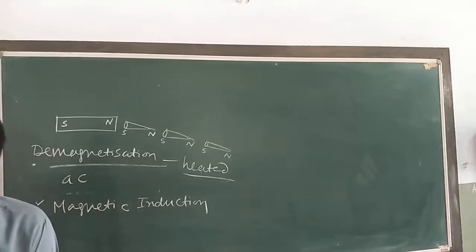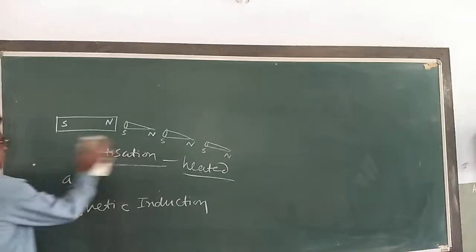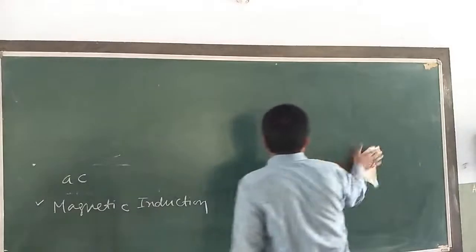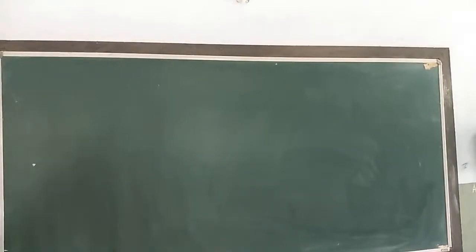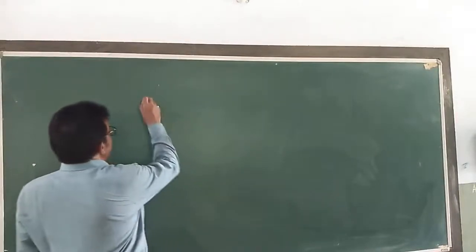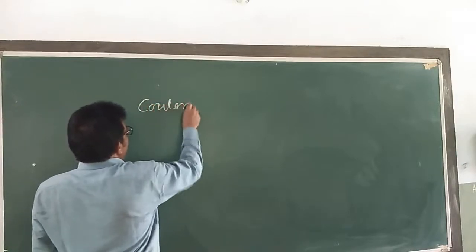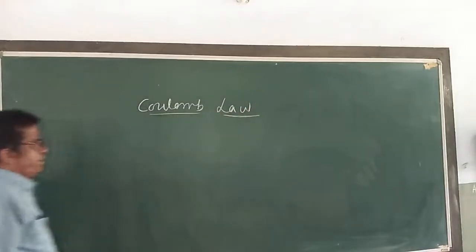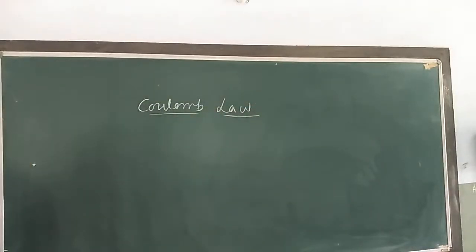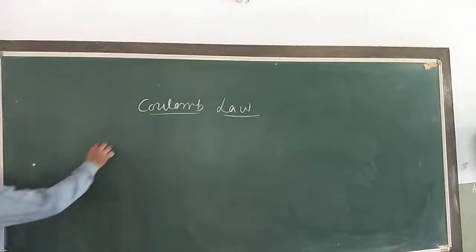Then my dear children, the next thing which we are going to see is Coulomb's law in magnetism. What do you mean by Coulomb's law in magnetism? In the first chapter, we had seen Coulomb's law in electrostatics. So here, the Coulomb's law in magnetism, with the two magnetic poles.